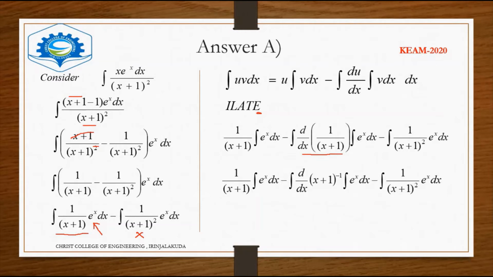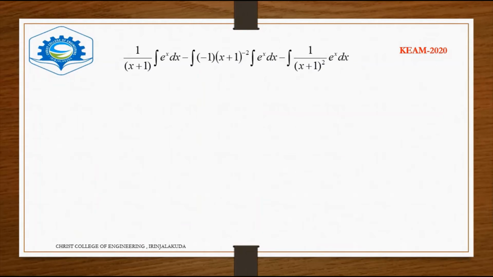Now what is the differentiation of x raised to n? n into x raised to n minus 1. Now what will be the differentiation of this function x plus 1 raised to minus 1? It will be minus 1 into x plus 1 raised to minus 2. Now let us see what happens in our next step. Okay, so we have got it like this. Now I am going to integrate this further. What is the integration of exponential? e raised to x. It is e raised to x itself.